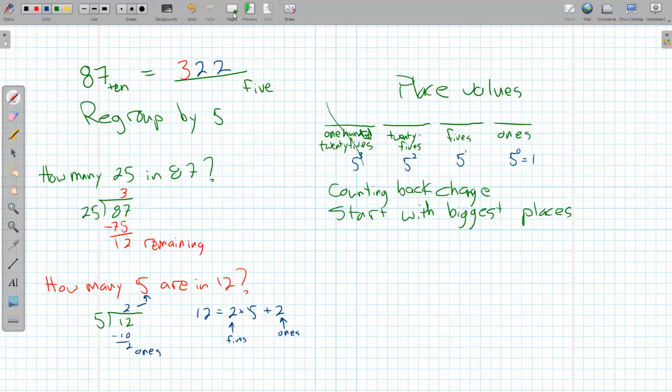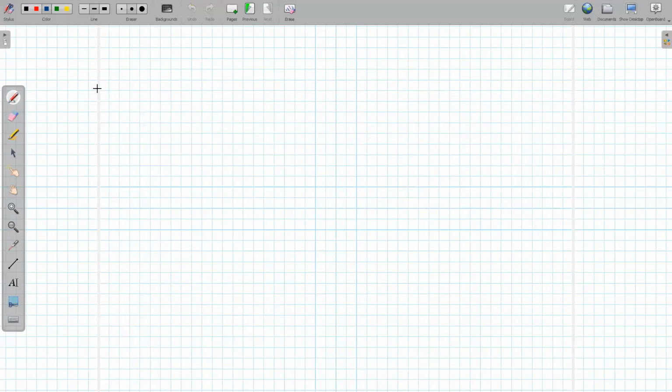So I'm going to give you a new number. How about 116? So here's a base 10 number. What I would like you to do is change this into a base 5 numeral. So think about what I did on the previous example and give it your best shot. See what you come up with, and we'll compare notes.